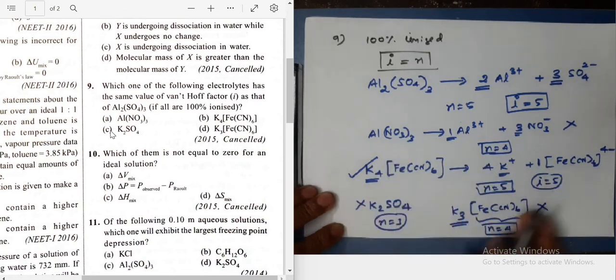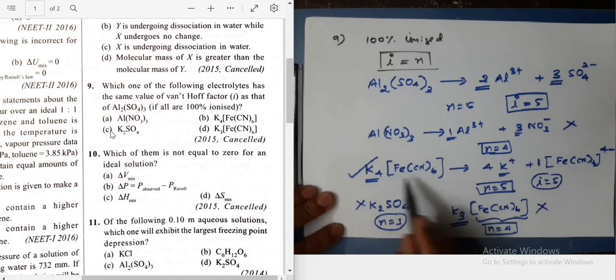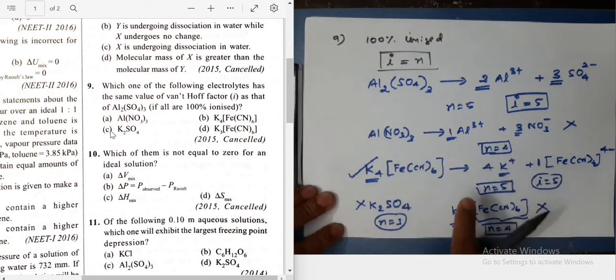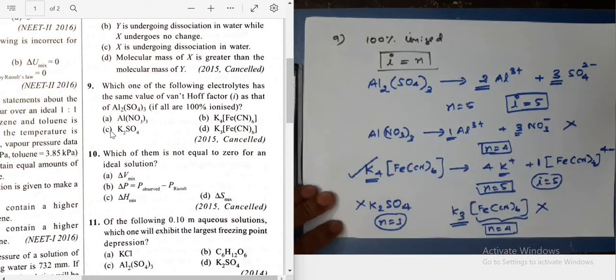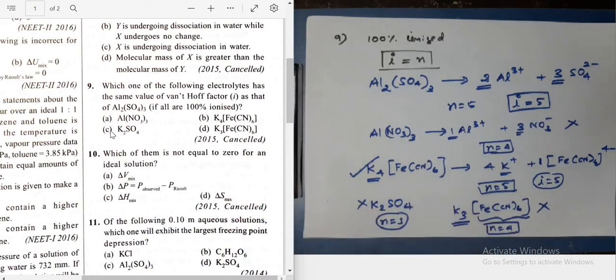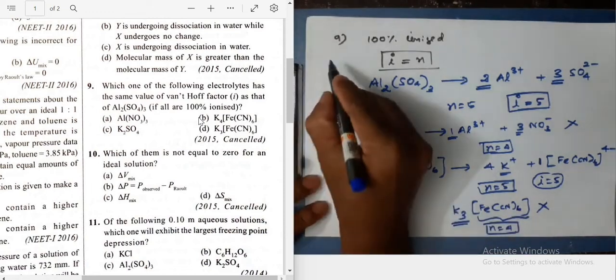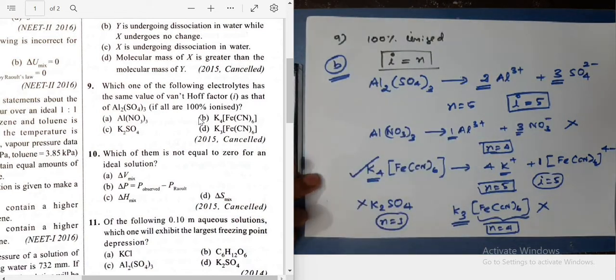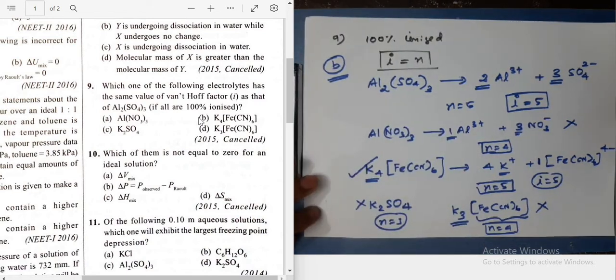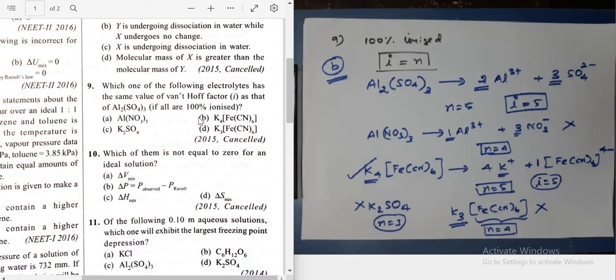Therefore, among the 4, this is the only compound which will give the same number of ions as that of the aluminium sulphate. Therefore the correct option is B for this question. So for question number 9 the correct option is B, K4Fe(CN)6, right? Now let me go to the next question.